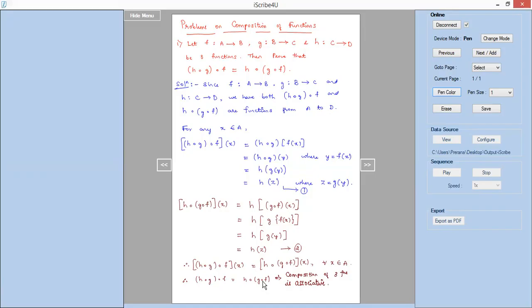The same question can also be asked in an alternate manner: prove that if f from A to B, g from B to C, and h from C to D are three functions given, then prove that composition of three functions is associative. In that way also the question can be asked. If so, the way of proving is also the same.